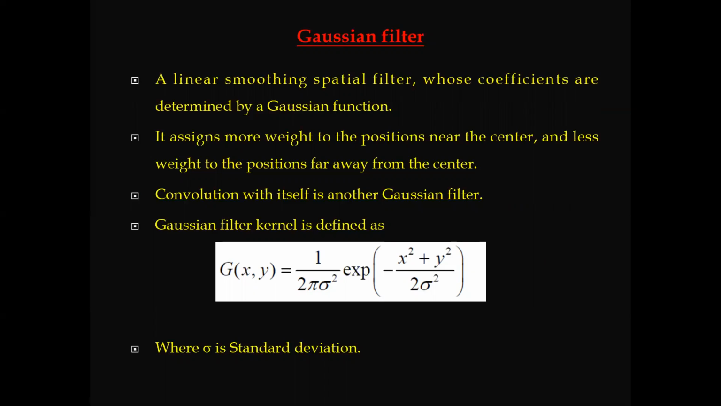So linear smoothing spatial filters whose coefficients are determined by the Gaussian function assign more weight to the positions near the center and less weight to the positions which are far away from the center of the image. Convolution with itself is another Gaussian filter. That means if we perform a convolution between two Gaussian filters, it will give you a Gaussian filter again. And the Gaussian filter kernel will be g of x comma y, which is equal to 1 by 2 pi sigma square exponential of minus of x square plus y square by 2 sigma square, where sigma is the standard deviation.